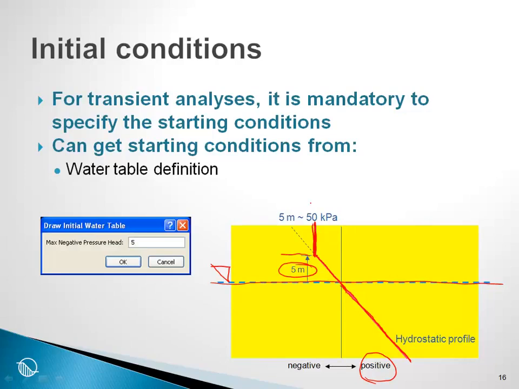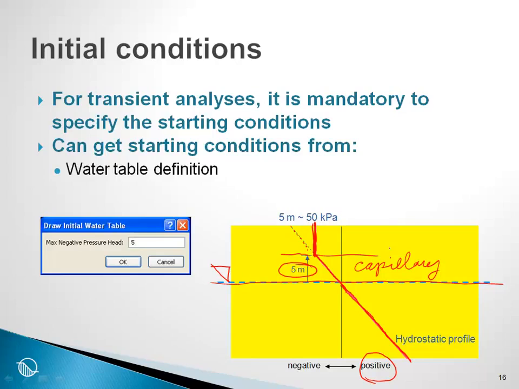There is field evidence and other analysis evidence to suggest that this is somewhat realistic of actual field conditions. Seldom does the pore pressure go hydrostatically negative all the way to the surface. So, based on field measurements, we have our capillary zone, and above the capillary zone, field evidence suggests that we should keep the pore pressure at some constant negative value.